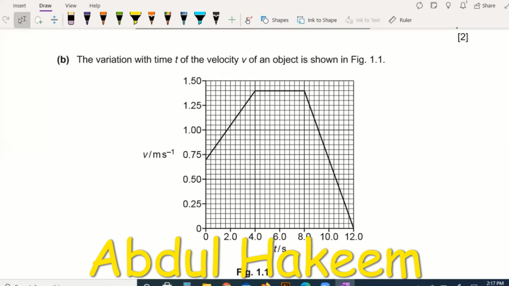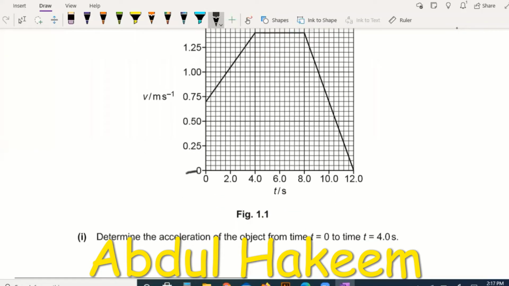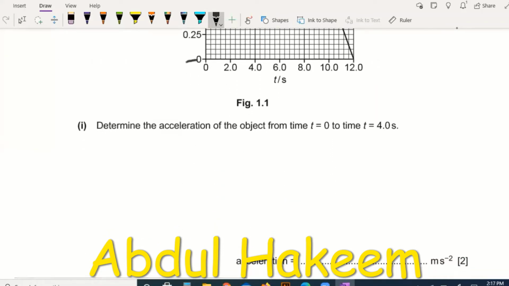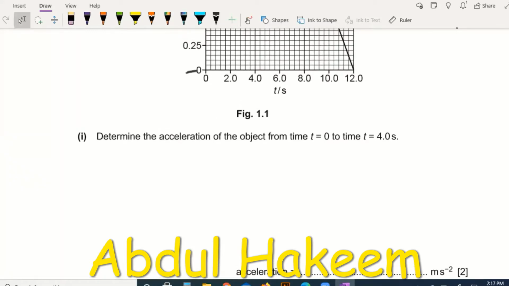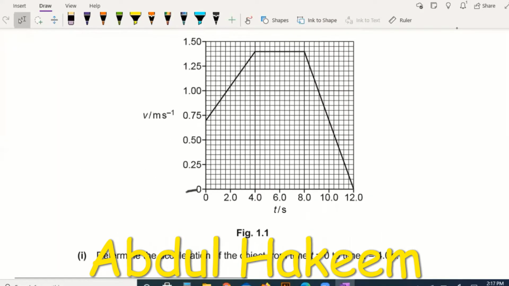The next question: the variation with time t of the velocity v of the object is shown in the figure. So this is velocity. It is positive velocity because all values are above 0, no negative value. So the velocity is in one direction; it is increasing, then constant, then decreasing, but in one direction. The question is to determine the acceleration of the object from t = 0 to t = 4. From 0 time to 4, the line is straight, so we have to calculate the gradient of this line.